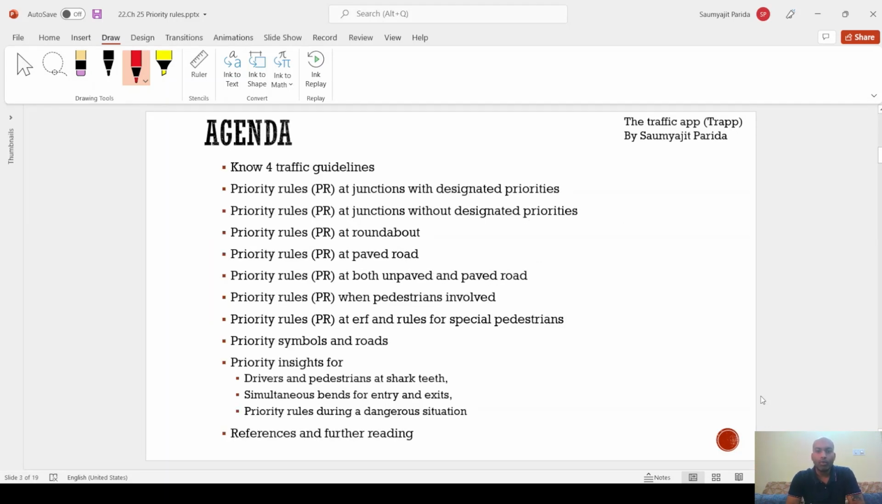Regarding the agenda, we will be discussing the various traffic guidelines. Then we will discuss the priority rules at junctions with designated priorities, at junctions without designated priorities, at roundabouts, and on paved and unpaved roads. I have made it summarized and specific to each group so that it is easy to understand. In many resources these rules are scattered here and there, but it is better to put them in one presentation so that it is easily understood and one can distinguish which rule is applicable where.